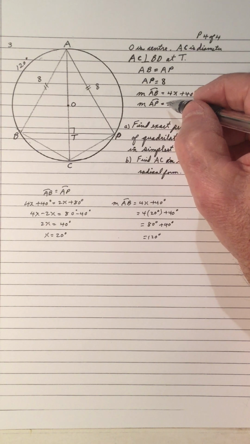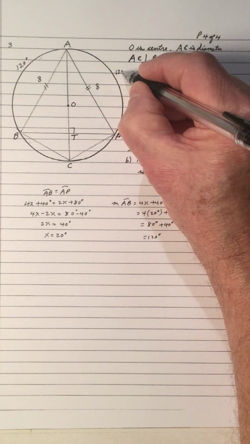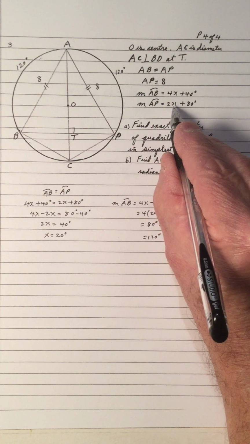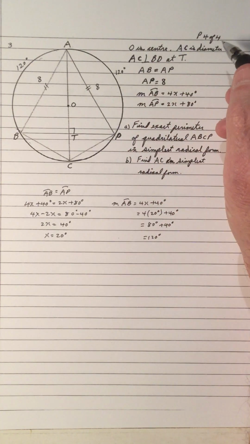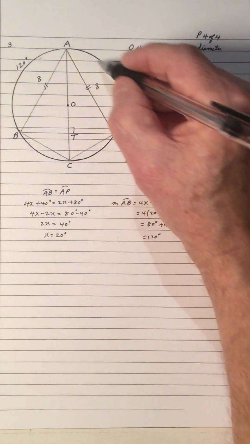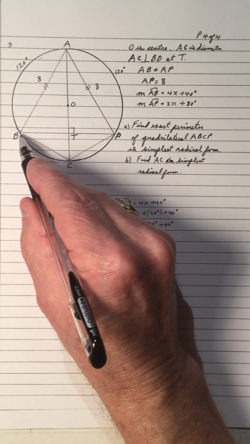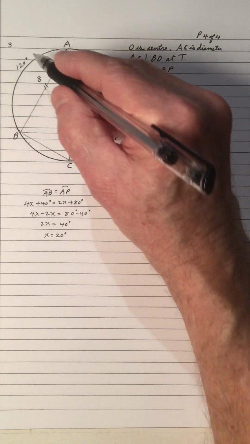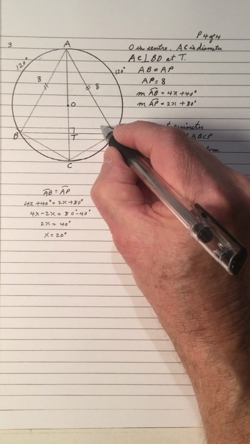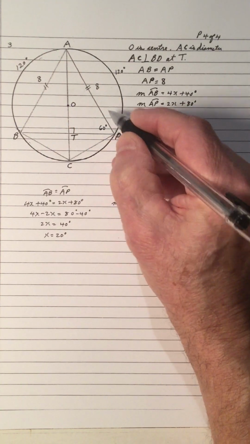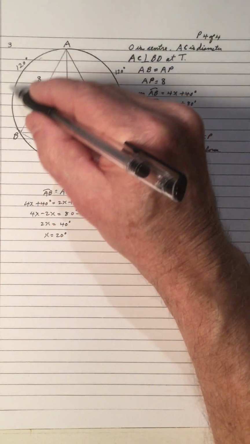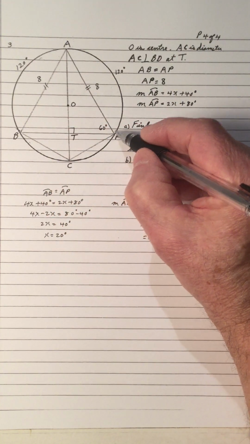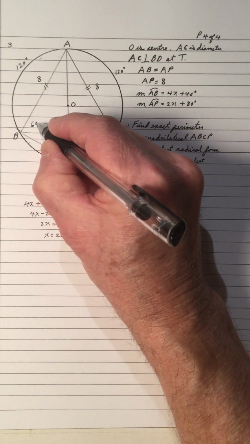We said that these two arcs are equal, so this one is 120. Let's just check. Let's put 20 here. 2 times 20 is 40. 40 plus 80, 120. They're equal, right? If this arc is 120, this angle right here is 60, because this is an inscribed angle subtending this arc. And ABP is intercepting this arc, so this angle is 120.